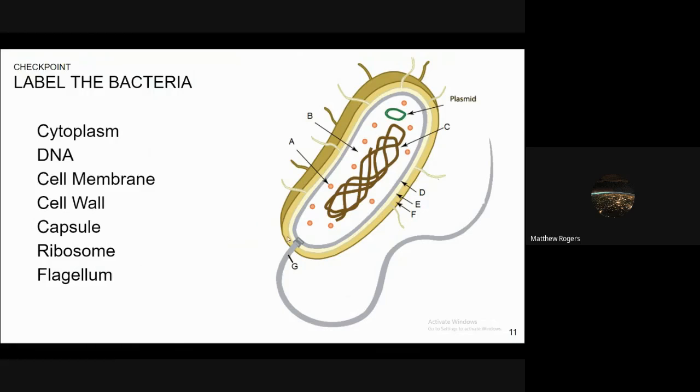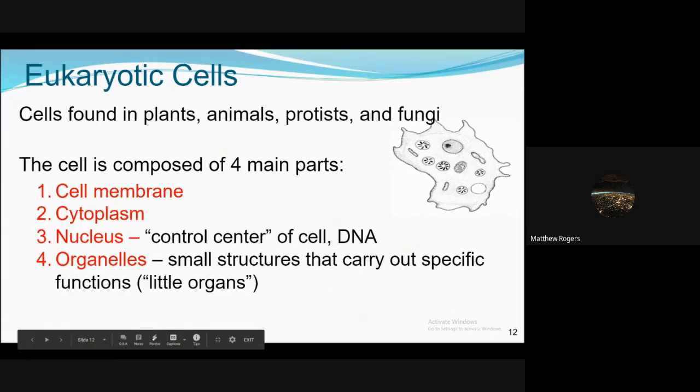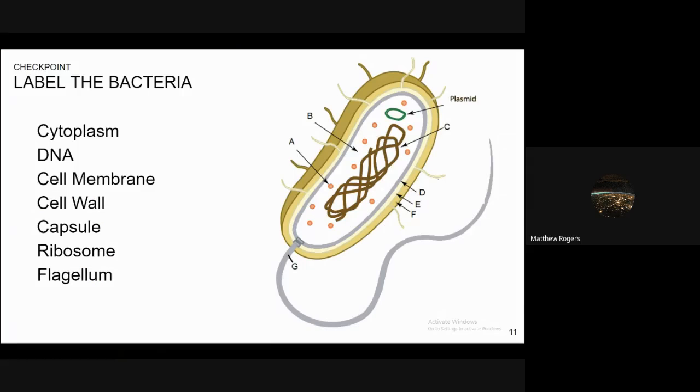Is that yellowish, light yellowish, or whitish, I guess? I don't know, I'm colorblind. And capsule, that is this thicker layer on the outside here. And then we have ribosomes, which is A, and then the flagellum, which is G. We'll talk more about these in a second. So I guess not, because I forgot that I took out that slide. So let's talk about these guys.